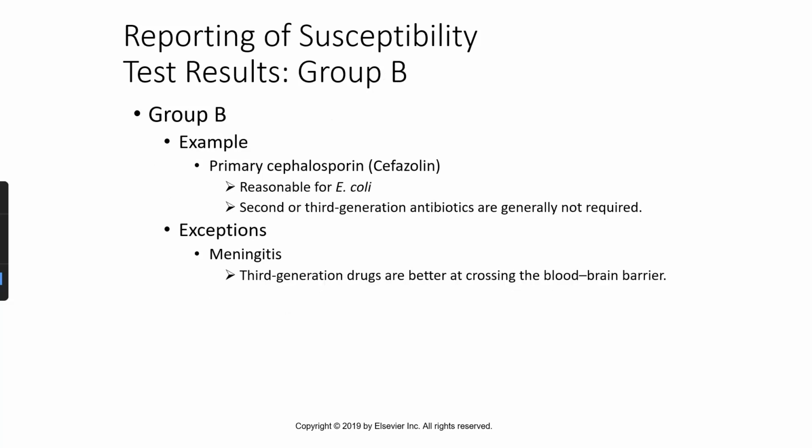An example, the primary cephalosporin, cefazolin, is reasonable for E. coli; second or third generation antibiotics are generally not required. Exceptions would be in meningitis. Third generation drugs are better at crossing the blood-brain barrier.